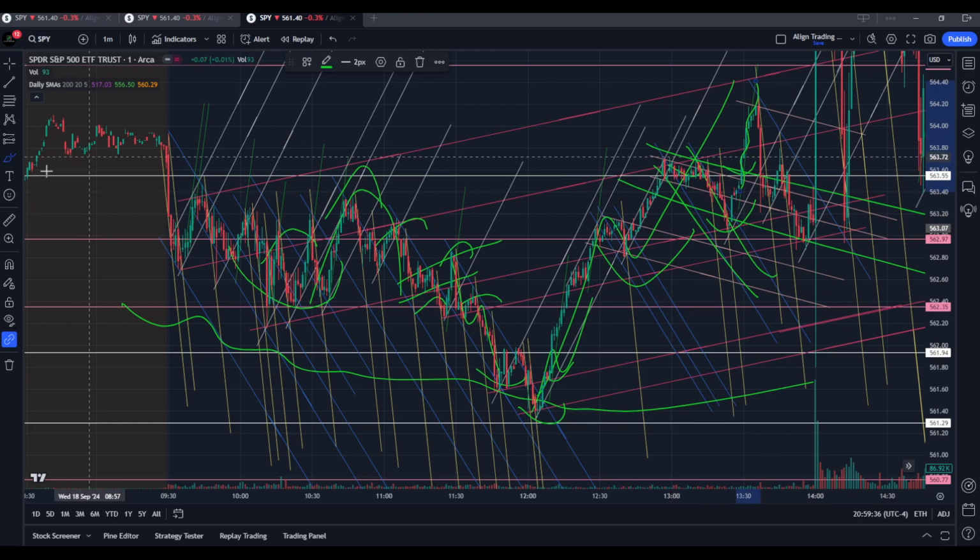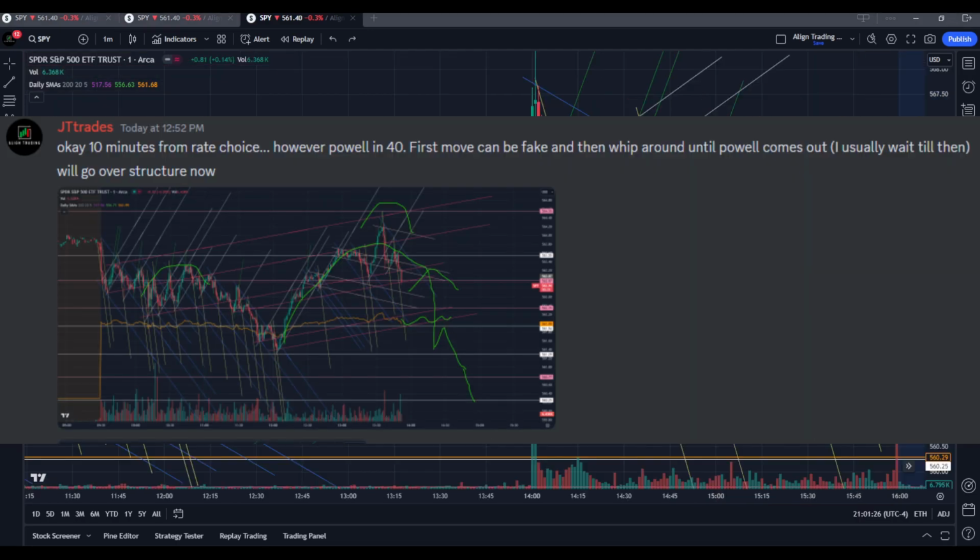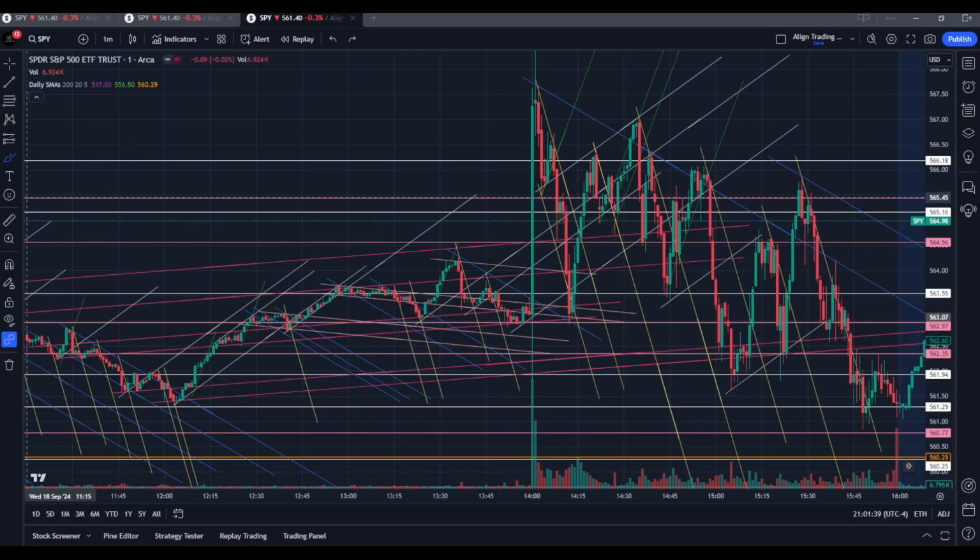And from there we get that inverse head and shoulder. So just ahead of the rate decision and the FOMC meeting, I explained you have to be paying attention to the first move as it usually is a fake and there's no reason to be chasing it. And right here you see how we get this huge green candle right there.